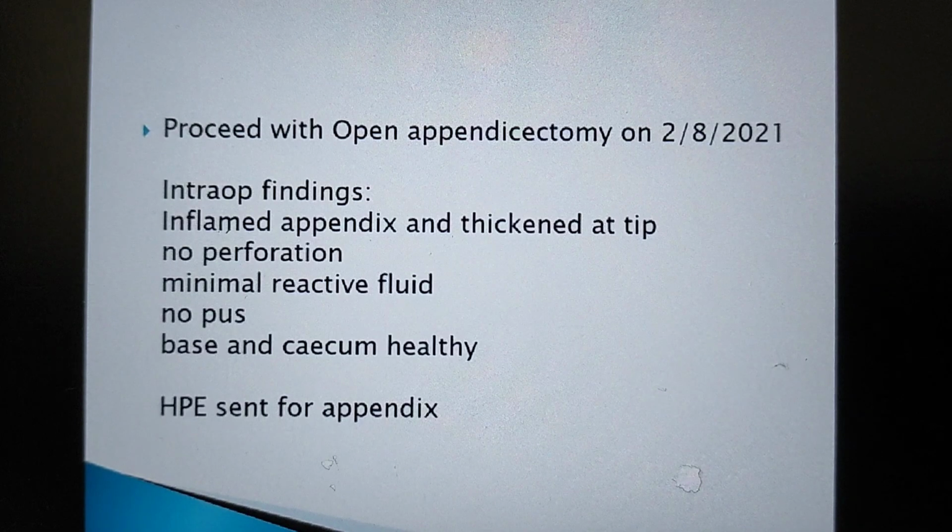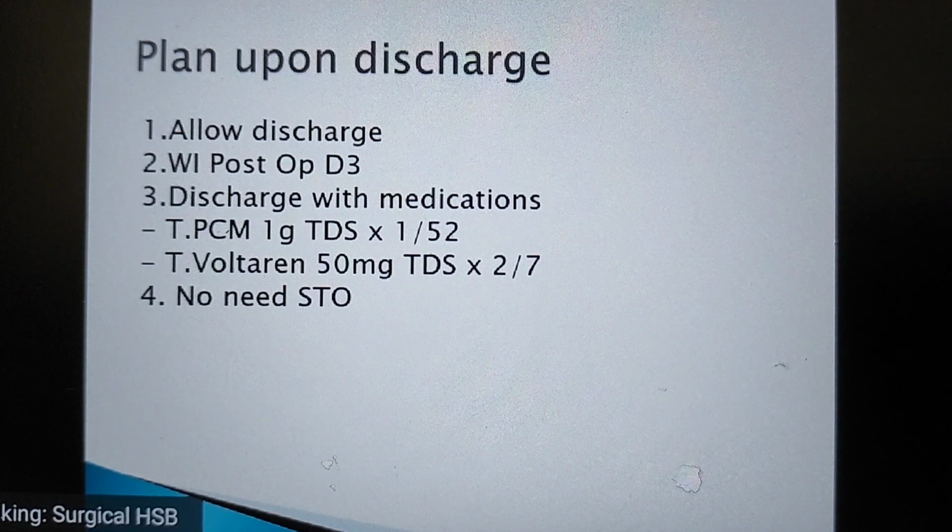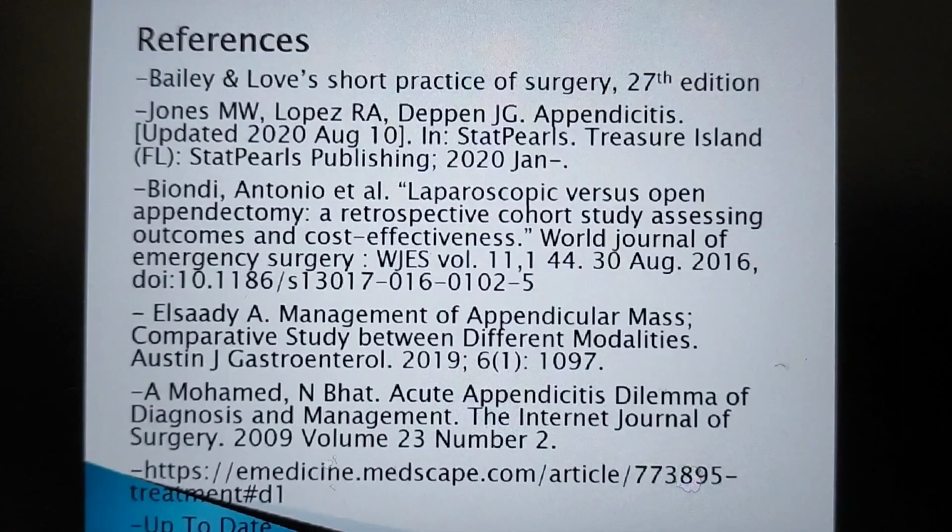So the patient proceeded with open appendicectomy on the 2nd of August. They noted an inflamed appendix, thickened at the tip, no perforation, minimal reactive fluid, no pus, and base and cecum healthy. The patient was discharged with mild wound inspection on post-op day 3 with medication, PCM, Voltaren, and only for SOS. Because there is no abscess and no perforation, the patient was not discharged with antibiotic. So these are my references.